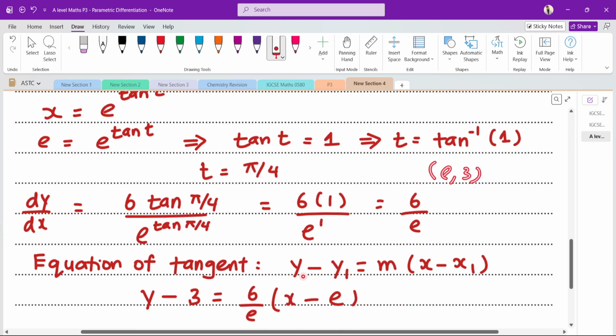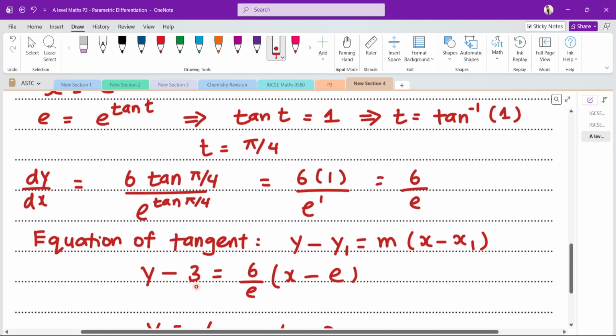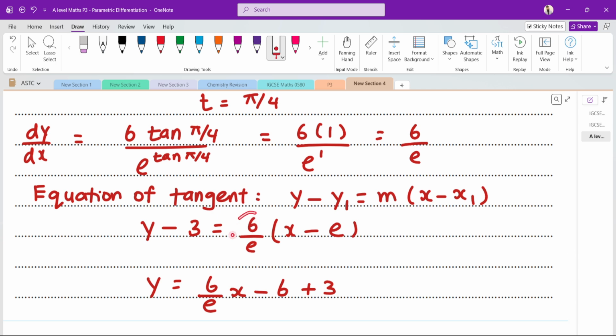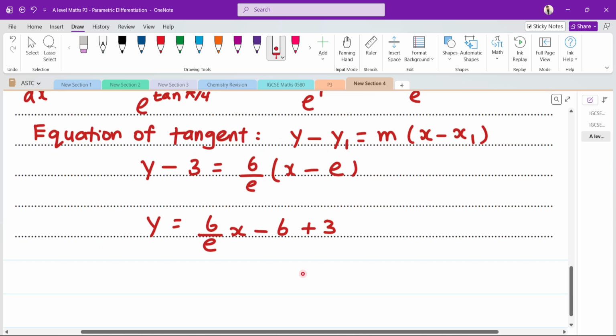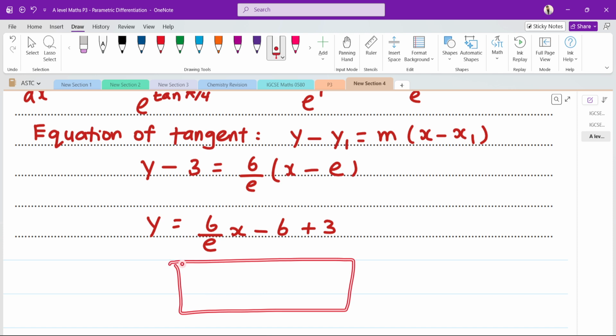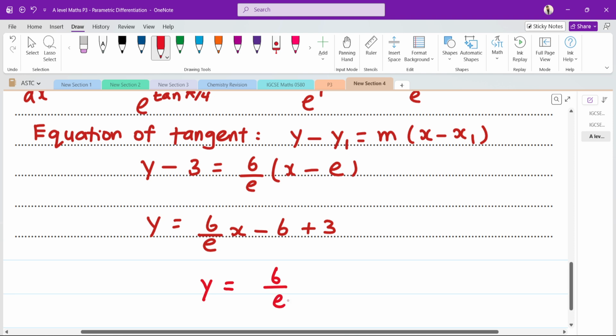We can use the formula y minus y1 equals m times x minus x1. Plug in the values. Expand the bracket, and you get 6 upon e times x minus 6 plus 3. When you multiply this fraction with this, e and e cancel out, and you're left with minus 6. Take this 3 to the other side, you get plus 3. So when you simplify it, you'll get y is equal to 6 over e times x minus 3, and that is the equation of the tangent. All right, let me write this down: y is equal to 6 over e times x minus 3.